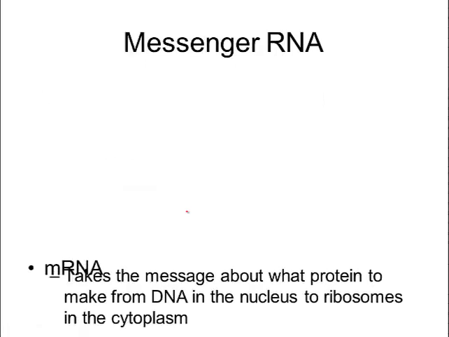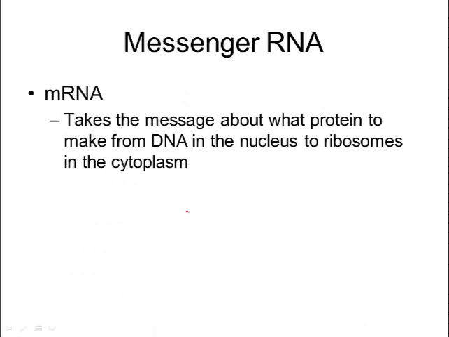Okay, we're going to start with messenger RNA. Messenger RNA does just what its name says. It's the one that's going to take the message about what protein to make from the DNA. That's in the nucleus, right? And that's going to get transcribed there. It's going to take that message out to the ribosomes in the cytoplasm so the protein can actually be made. So if DNA is holding some information and needs to get it to the ribosome, it's sending that message through the RNA.